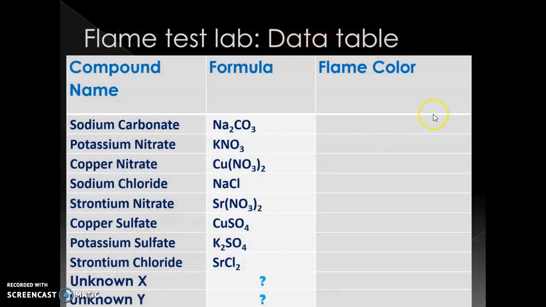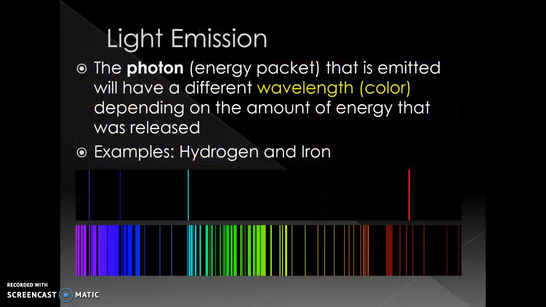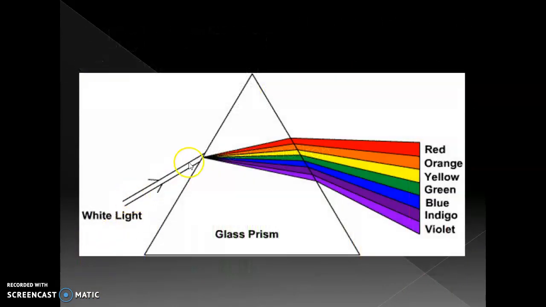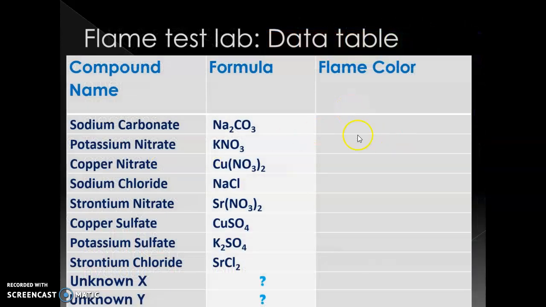In the lab that you're about to do, you're going to take these different substances, put them in the flame, and determine what colors they have. We can't split that light into a very specific emission spectrum because we'd need a machine to take the light and separate it. We're just going to see the light with our eye and determine the flame color. Then I'm going to give you an unknown. You're either going to have X, Y, or Z, so make sure you mark that when you do the flame test lab.